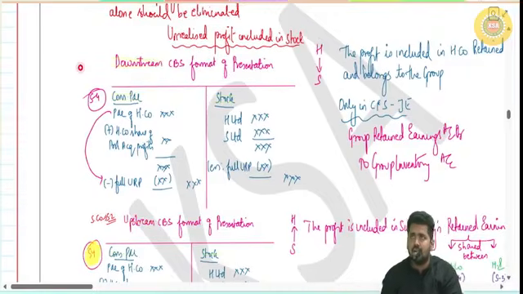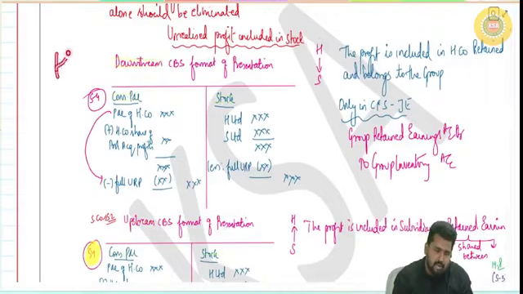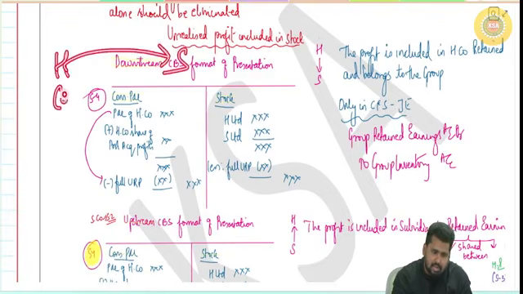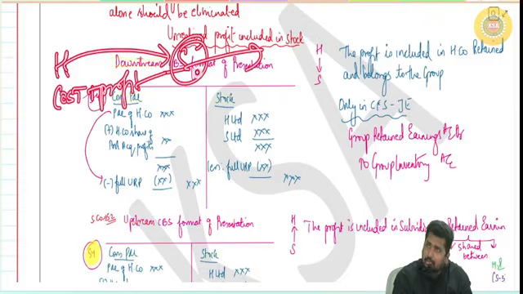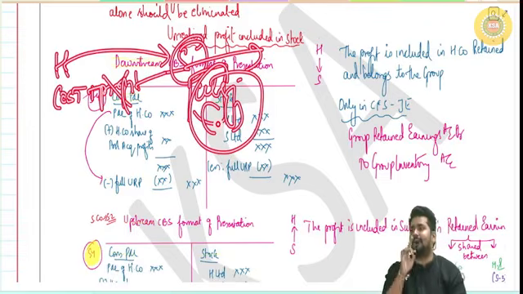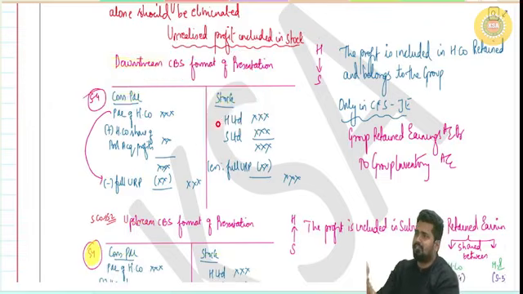Unrealized profit in what? Stock. Sometimes one company will sell to another company at cost plus profit. If this is fully sold by the other company, no problem. Sometimes they will not sell it, and it will be in the closing stock. Then the profit included in the closing stock should be eliminated. That we call unrealized profit, which we have to eliminate.